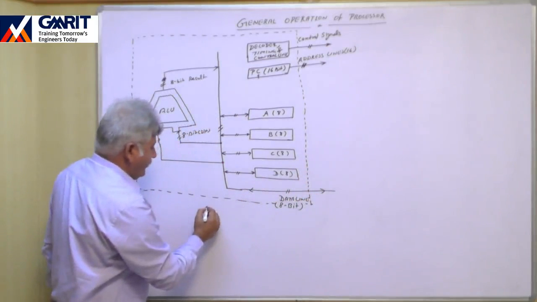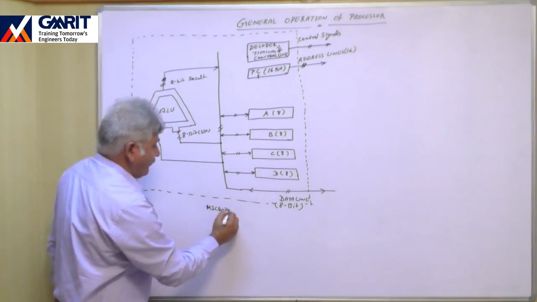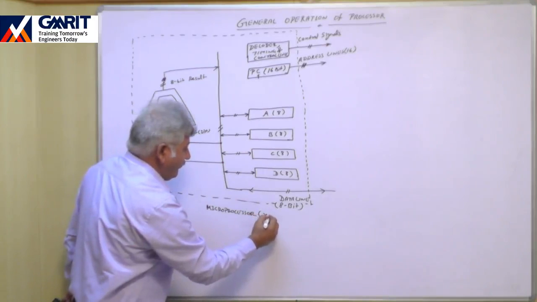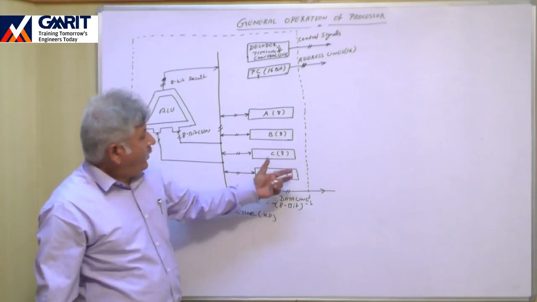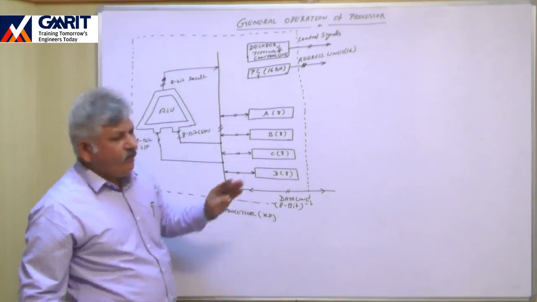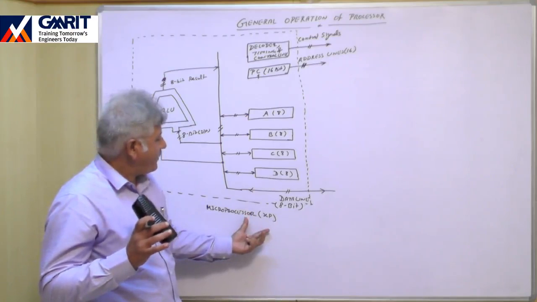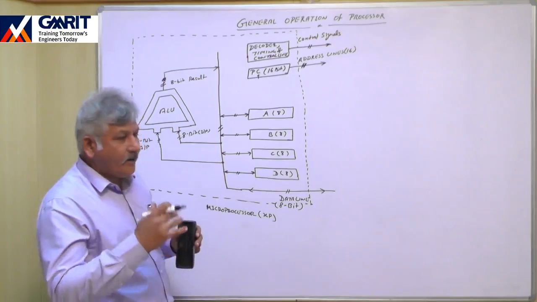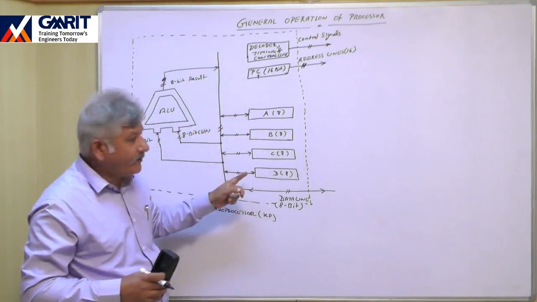This is our microprocessor. Now this is the internal architecture of one general purpose microprocessor. I have taken one processor. Now depending upon company to company, the internal architecture may vary.